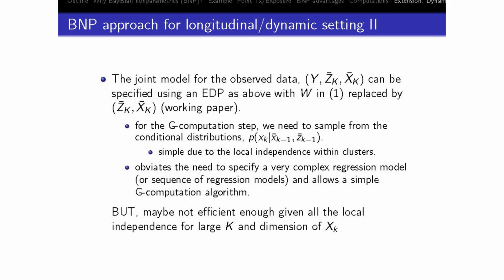So you could just do an extension of what I was talking about, where you replace W with all these. The issue with that, as I just mentioned, is that if K is large and this is large, it's probably not going to be particularly efficient, because you'd be doing the local independence of all the components of X bar K and Z bar K.